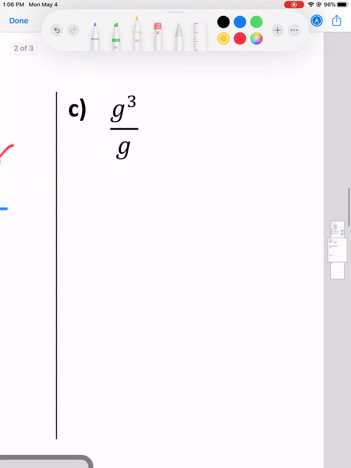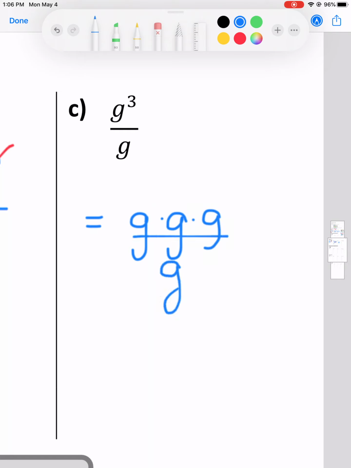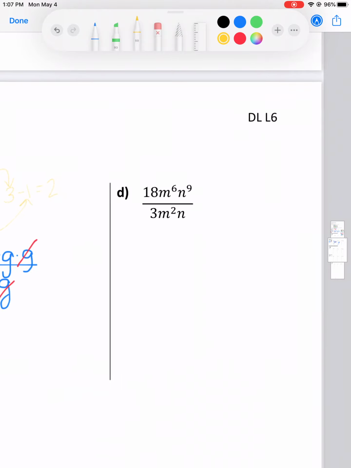Okay, do it again. Hopefully by now you're picking it up. If you're like, okay, I'm getting it, Miss B, go ahead and move on. Scroll up a bit more on the video. g to the 2. g squared? Yeah? Okay. Again, 3 minus 1. The 3 comes from here, the 1 is there, and that goes there. 3 minus 1 is 2. Hoping this makes sense to you guys.